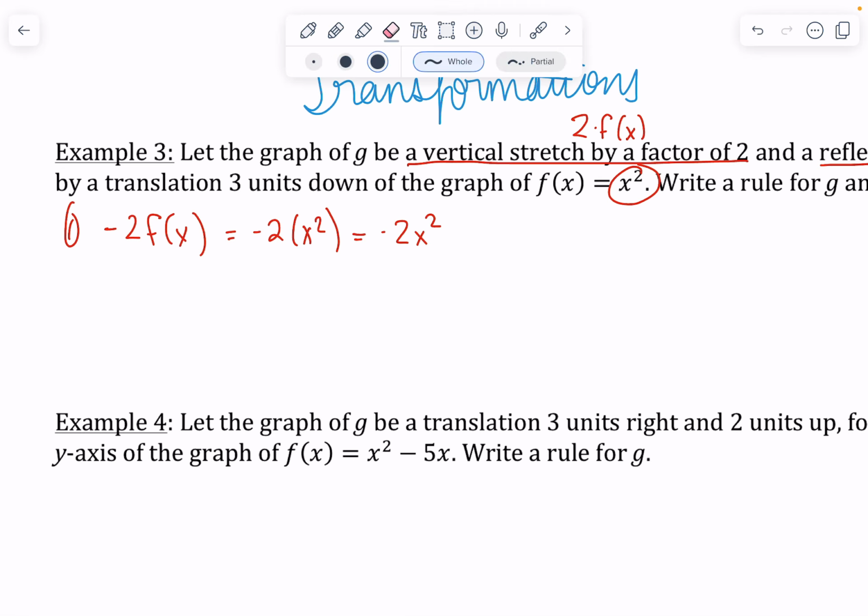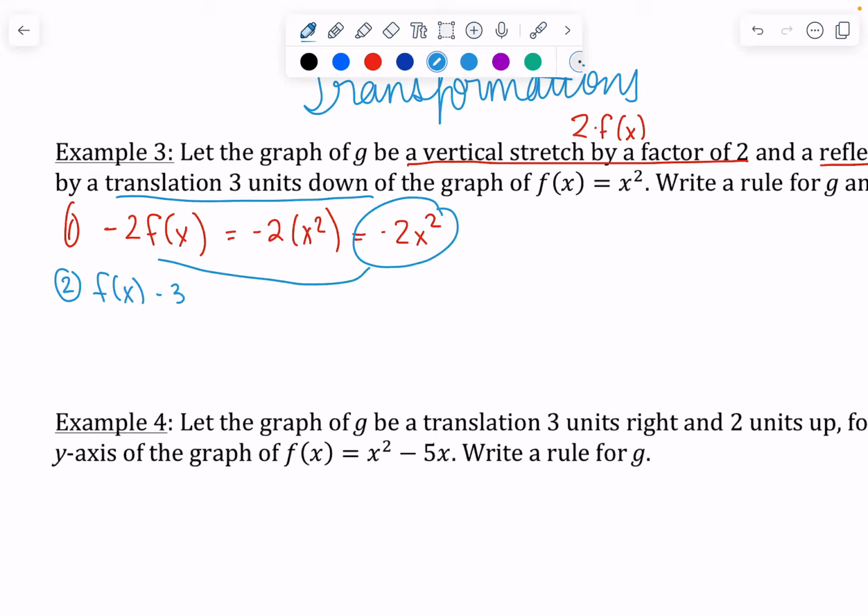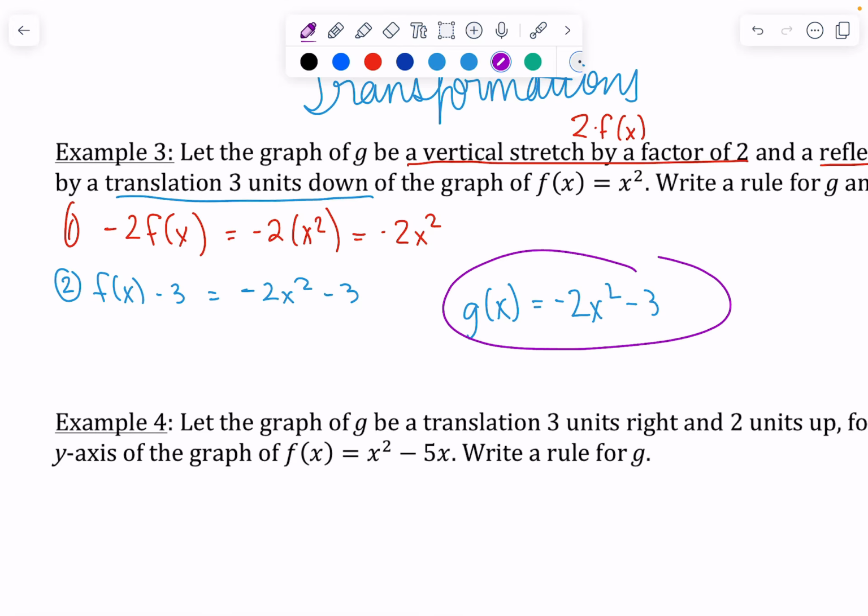Not anything crazy. The second transformation is going to be a translation 3 units down. So for the second step, I'm doing f of x minus 3, and I'm using this function to represent my f of x. So that would just be negative 2x squared minus 3. And that's our final answer: g of x equals negative 2x squared minus 3. Okay, moving on.